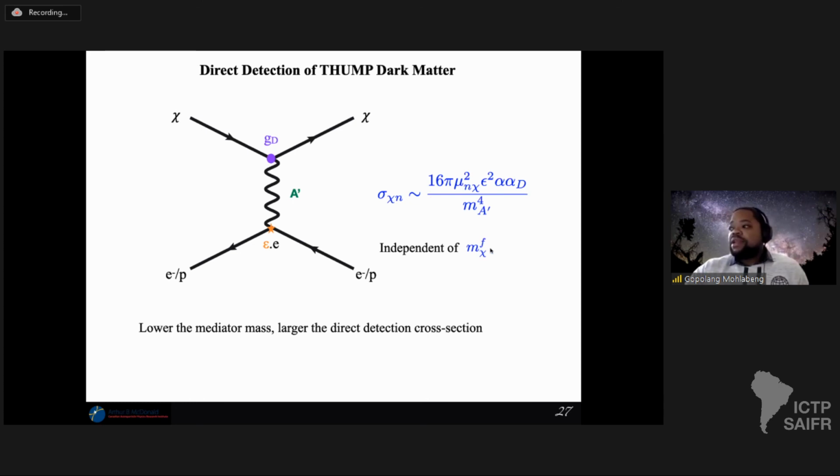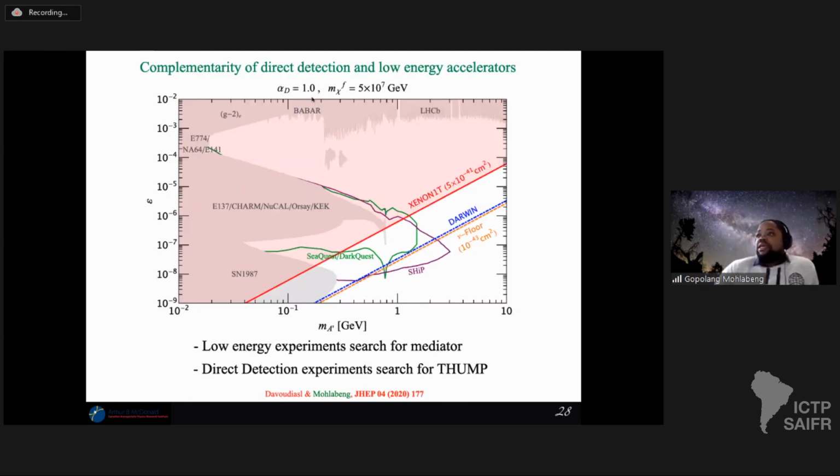This, again, is independent of the final dark matter mass, the heavy guy, which is now available in our local region. And so I can plot the normal beam dump dark photon bounds, but then overlay the direct detection cross-sections on top of that. This gives me, for benchmark parameters where I have alpha dark of 1, an M_chi final of 10 to the 7 GeV.